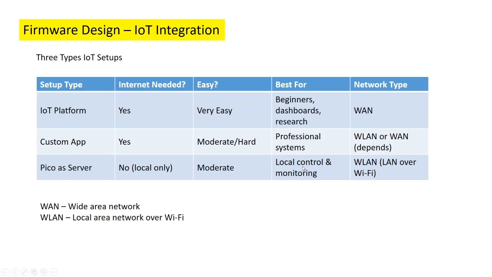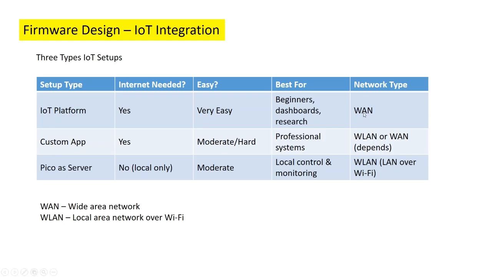Now, the Pico as a server is best for local control or monitoring. Either in a local farm, your rural area, or your home, you want to create a smart home where you don't want people to have access to your data, so you can create the Pico as a server. The custom app is a professional system, so it can be deployed anywhere. Then the IoT platform is actually good for beginners. Those are existing dashboards, and also good for research purposes because you can easily set up your system in good time.